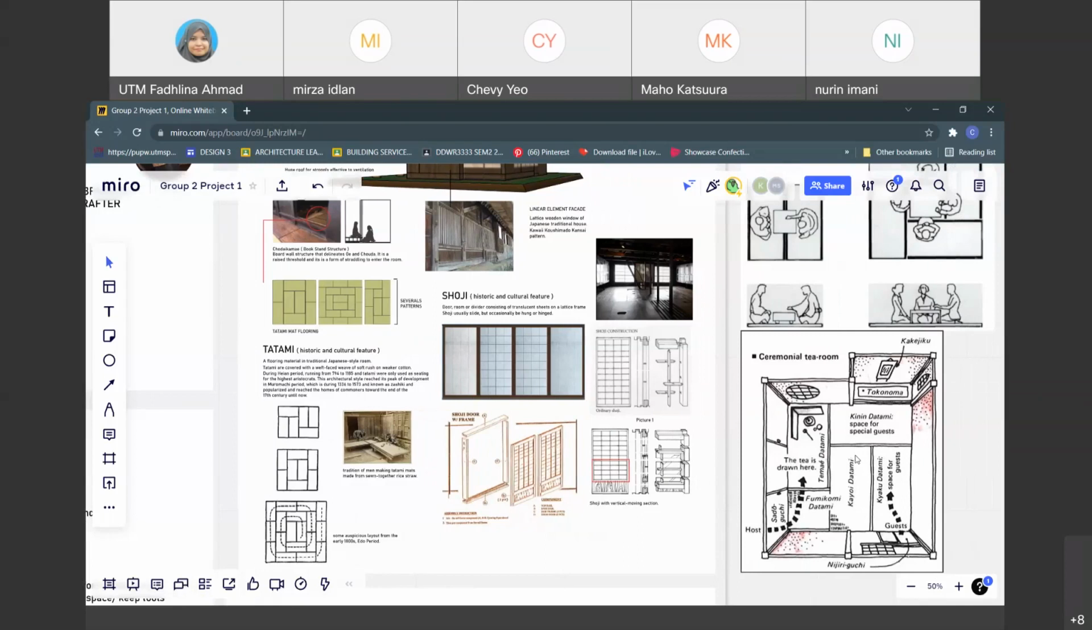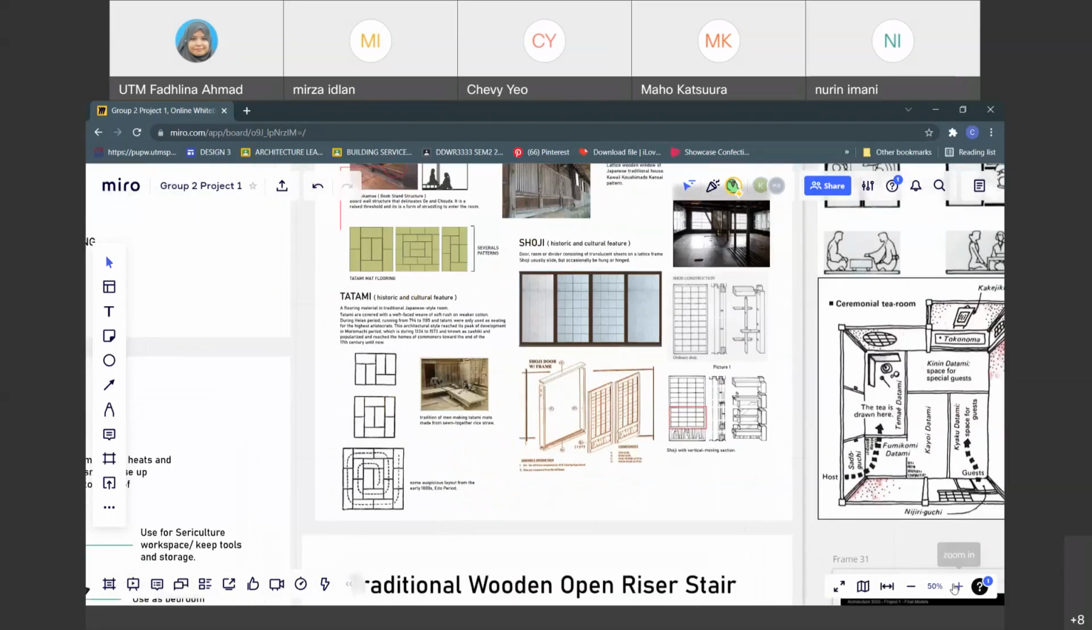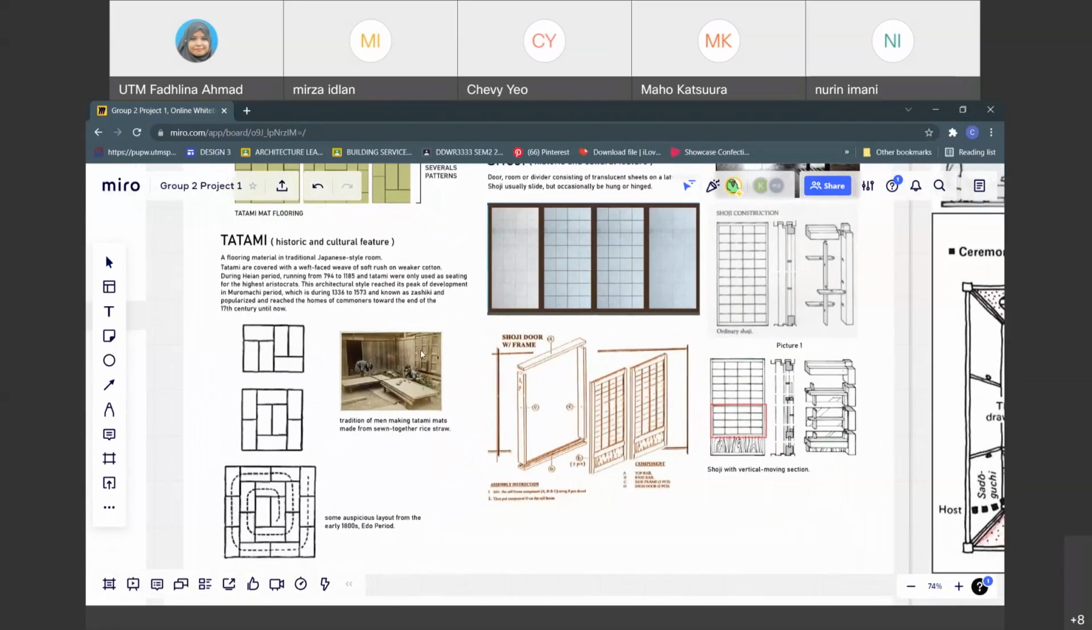Okay. What else? And the tatami mats just tell about the discipline, maybe the discipline of the space at the right side of the picture, so we can see the discipline, how Japanese. Okay, I think that's all.